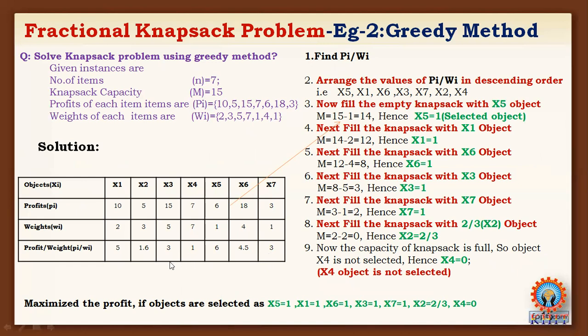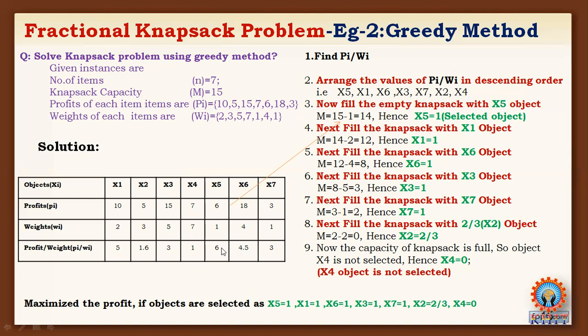Once the profit by weight of all 7 items are computed, the next step is to arrange the values of profit by weight in descending order. So here you need to arrange all the Pi by Wi values in descending order, which means first arrange the highest value, last arrange the lowest value. Here the highest value is x of 5. The object x of 5 holds the maximum profit by weight, 6.